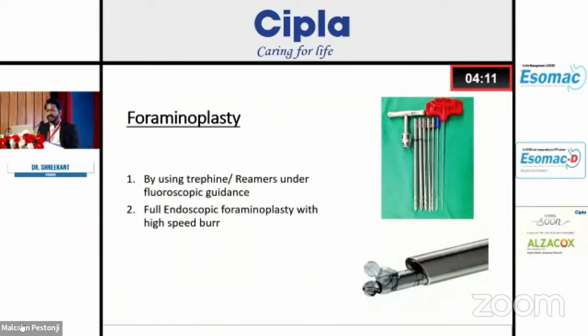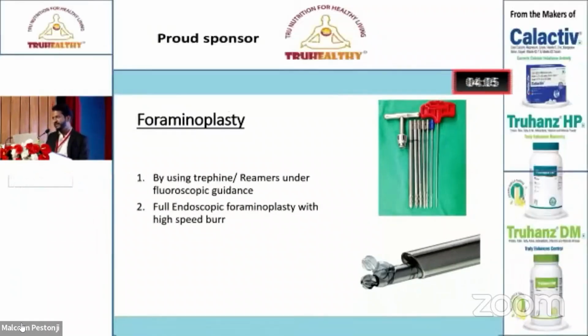There are two ways by which foraminoplasty can be done. First, with the use of a trephine or reamers under fluoroscopic guidance, but this is comparatively a blind procedure with higher complications. The second way is to do the foraminal SAP resection in full endoscopic view with a high-speed burr.